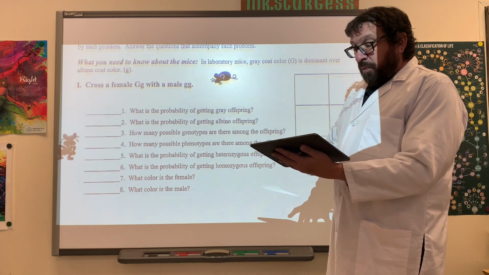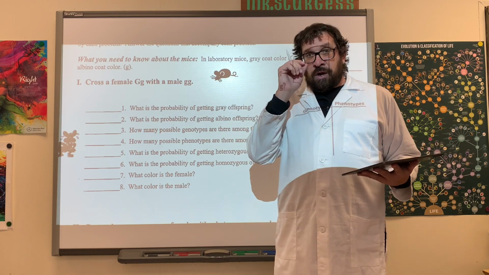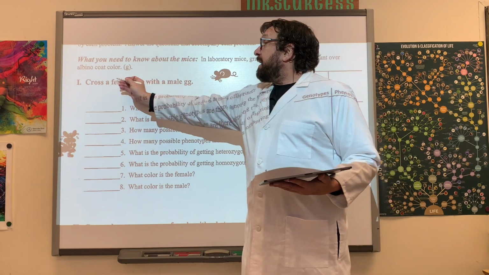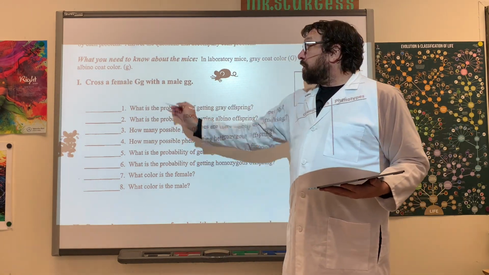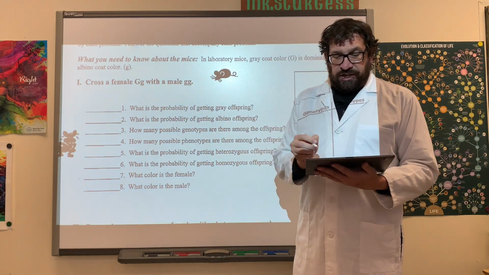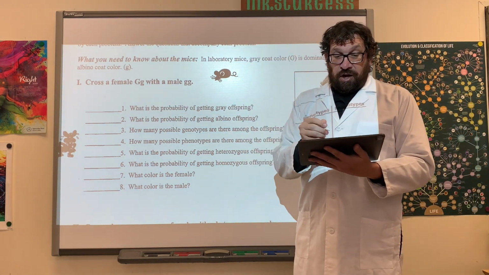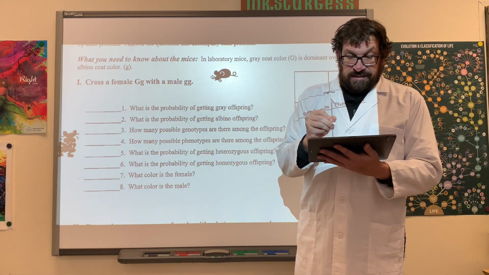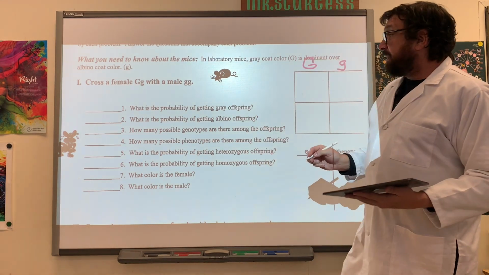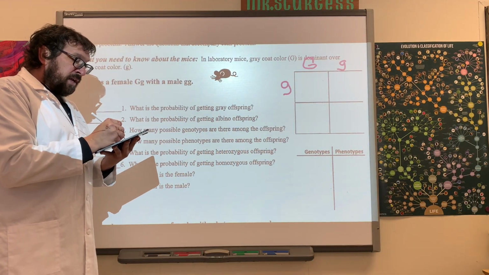For our first one, you're really going to have to read the directions and make sure you understand what they're asking for. It says we're going to cross a female, capital G, small g, with a male, small g, small g. In our Punnett square, we're going to put the female genes on top, and she is capital G, small g. And the male is small g, small g.